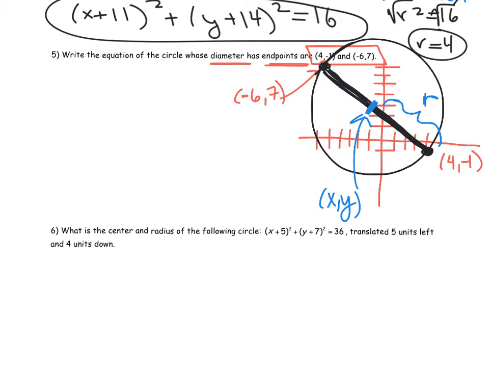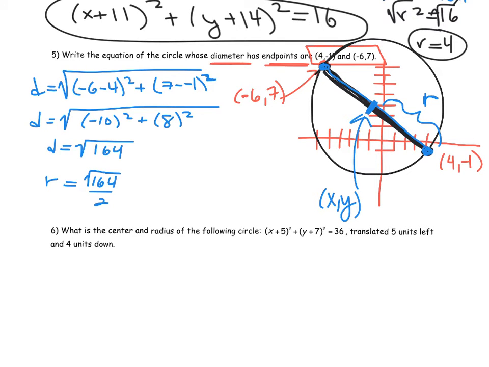All right. So first I'm going to do the distance formula to get the length from here all the way to here. So let's do that. Okay, so now that I know my diameter is the square root of 164, I'm going to take half of that to get the radius. So I know my radius is the square root of 164 over 2.